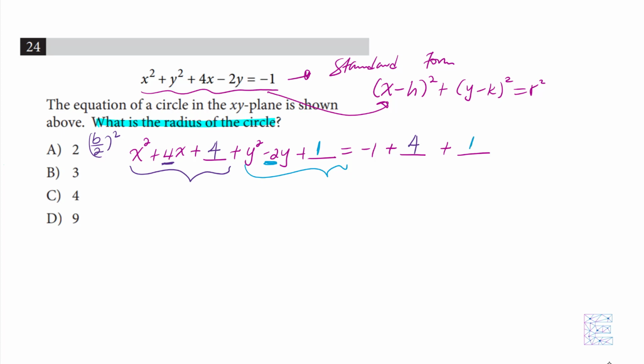So on the right side, we can simply combine these, though that's going to be an easy one to do. It's going to be -1 + 4, which is 3. 3 + 1 is 4. So we know that the right side is 4.